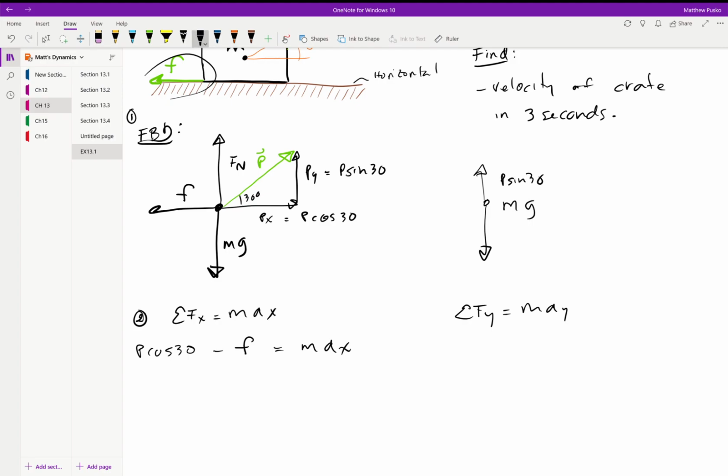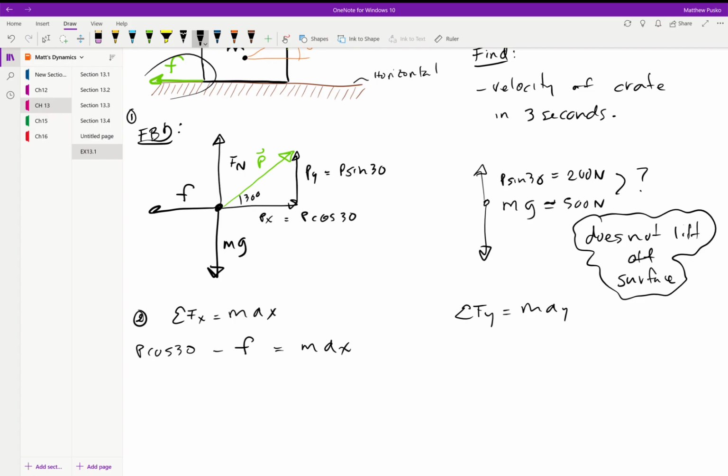And when you do so, you see that mg, the weight of the block, ends up being around 500 newtons, whereas P sine 30 ends up being about 200 newtons. What does this mean? This means it does not lift off the surface. So, we do need to check that, right? If this lifted off the surface, we'd have a whole other problem. We're not there yet, but still, we need to get in the practice of checking.